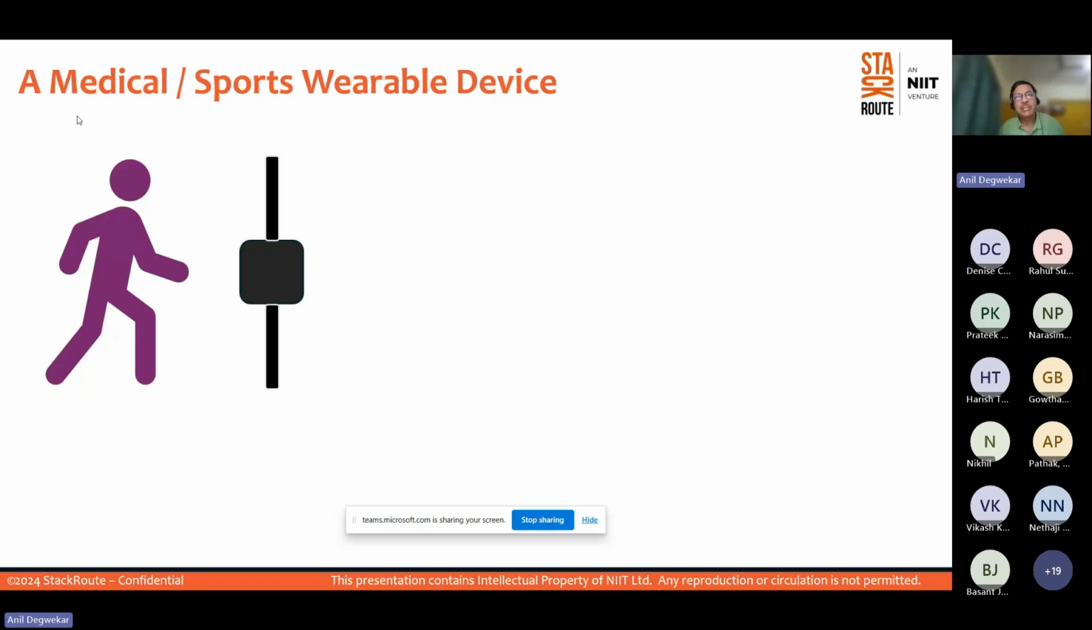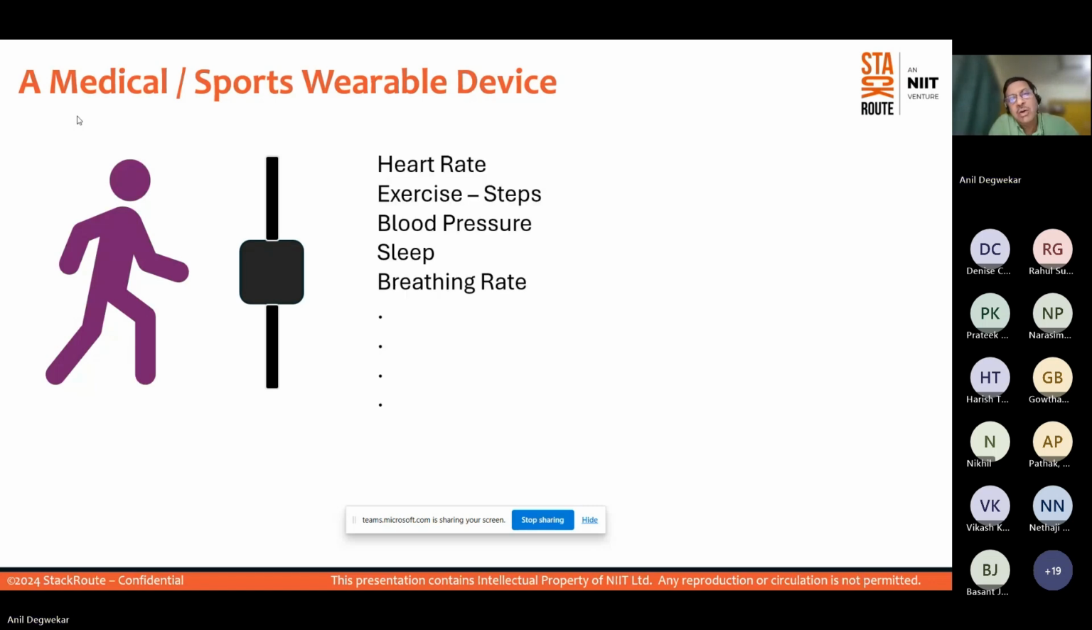And this watch or wearable device keeps track of various exercise parameters like your heart rate, how many steps you have taken, what was your blood pressure, right? What was your breathing rate during exercise, and so on and so forth. This may actually also keep track of various parameters during your sleep, or you may wear it throughout the day. Right? So I'm sure many of us are familiar with this kind of a device.